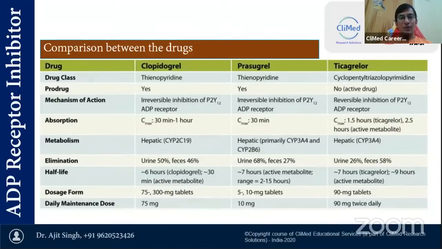Dosage forms: clopidogrel and prasugrel have flexible dosing. Like clopidogrel we can give 75 or sometimes 150 mg, but most probably 75 mg, and the loading dose is 300 mg. In case of prasugrel, loading dose is 40 mg or 60 mg, and maintenance dose is 5 to 10 mg. For ticagrelor, the loading dose is two tablets of 90 mg, so it is 180 mg, and then we can maintain 90 mg twice daily, right?